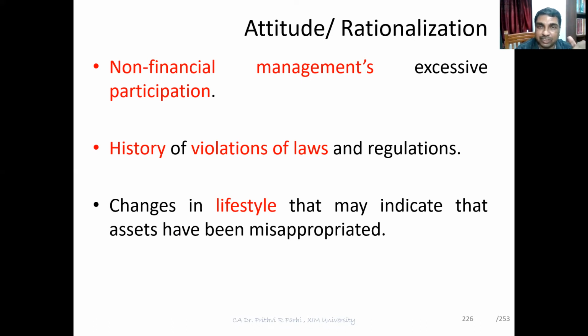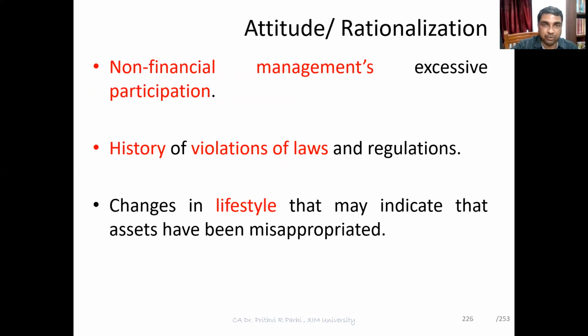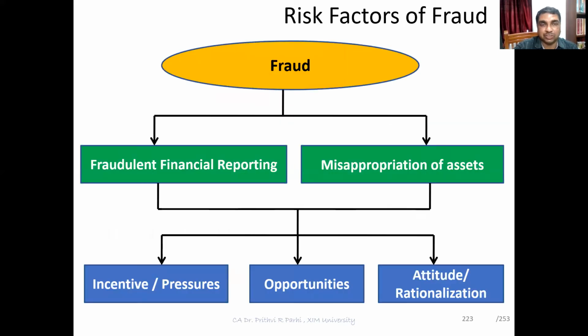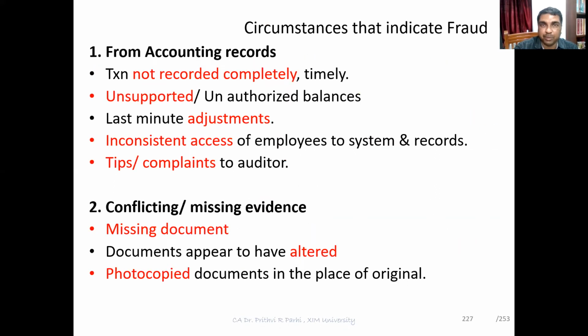Okay, we talked about these situations. Now, let us quickly discuss some circumstances that indicate the auditor gets an indication that fraud has been committed. Previously, we were discussing certain situations in which there is a possibility of fraud. But these indications of the circumstances show that there is fraud.